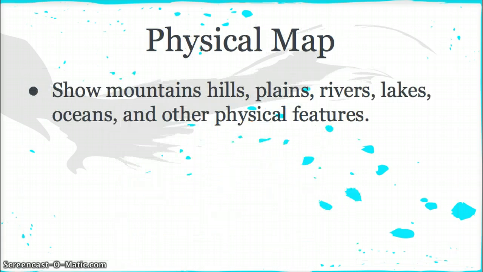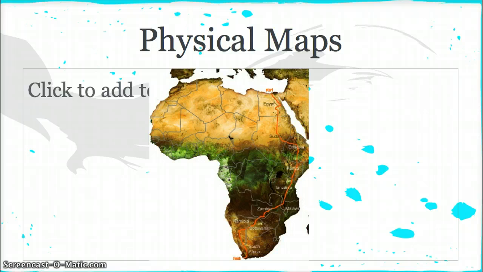A physical map shows mountains, hills, plains, rivers, lakes, oceans, and other physical features. It shows the topography of the land, what the land looks like. Here we have a physical map of Africa. You can see up here where the Sahara Desert is going to be. Here in this area, this would be where the jungle is going to be, and so on and so forth.